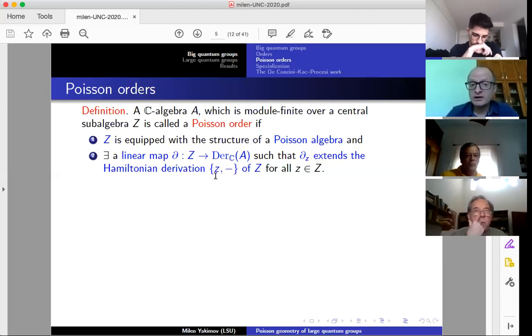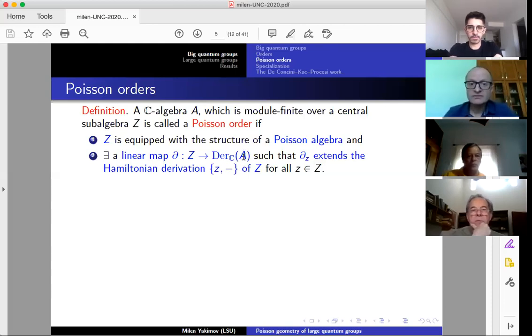This ingredient says that if you look at the Hamiltonian derivations of this Poisson algebra Z, which by definition are just the brackets with a given element of Z with anybody else, each of these can be extended to a derivation of the non-commutative algebra A. If you think about what this really means, it gives you a device to connect the Poisson structure of Z to the non-commutative algebra structure of A.